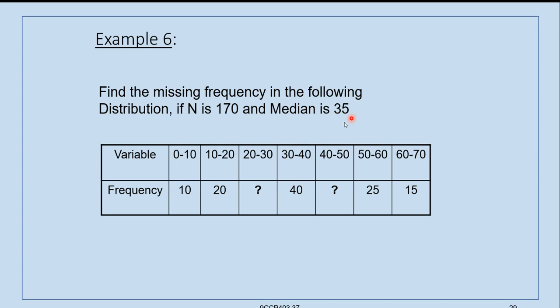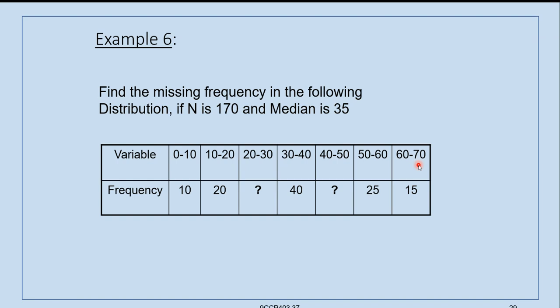So we are taking M is equal to 35 and n is equal to 170, and n by 2 is 170 by 2, that is 85. Two values we are knowing, and i is 10 because the gap of the class intervals given is 10. So three values we are able to determine from the problem.